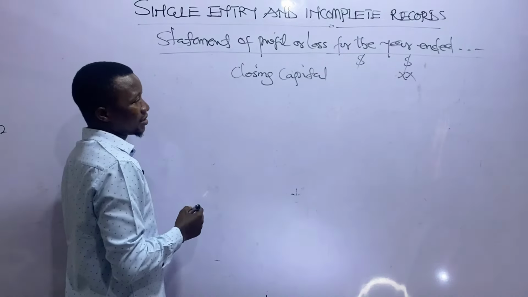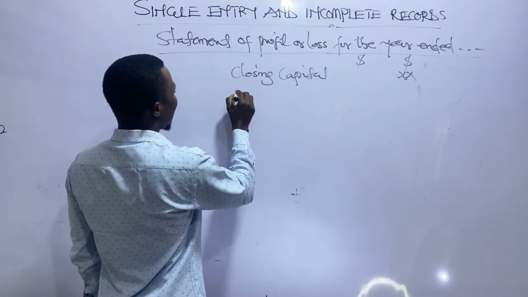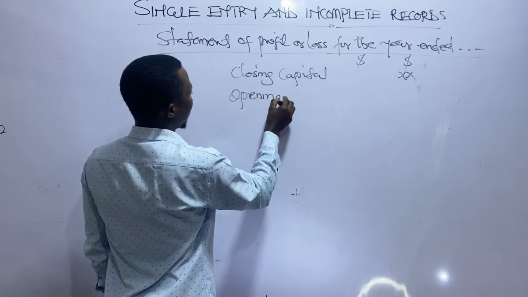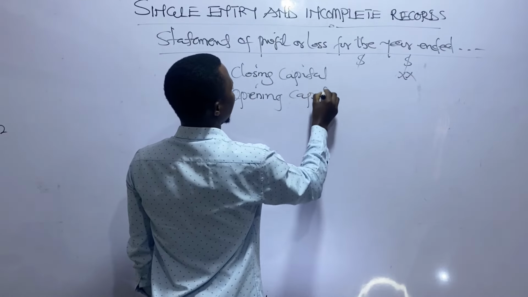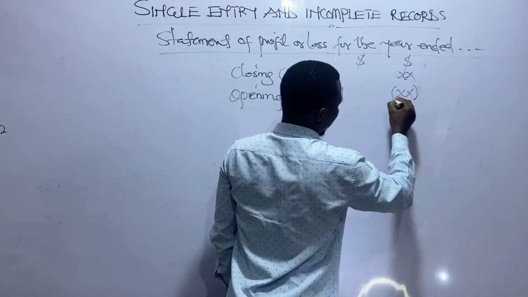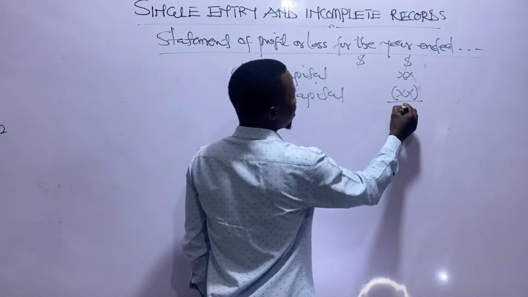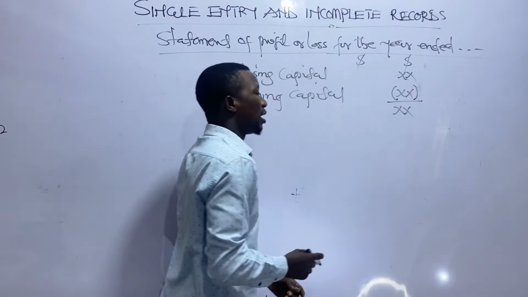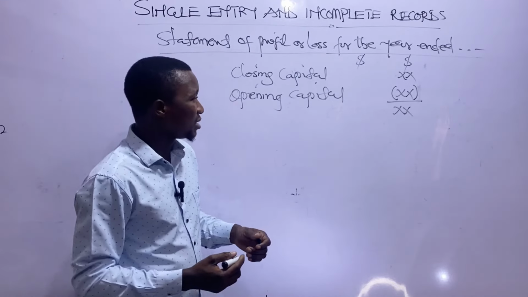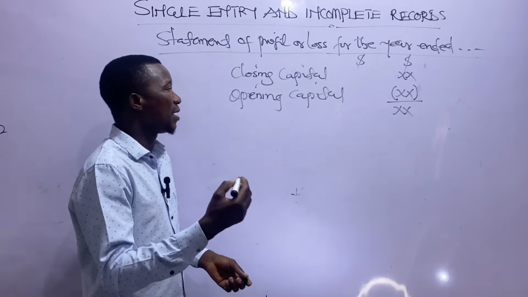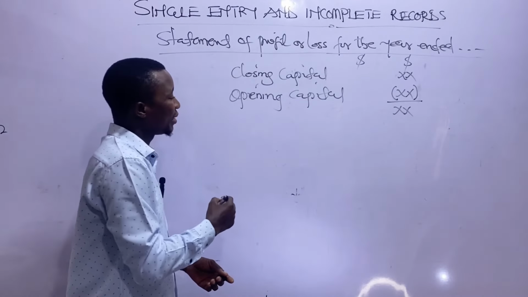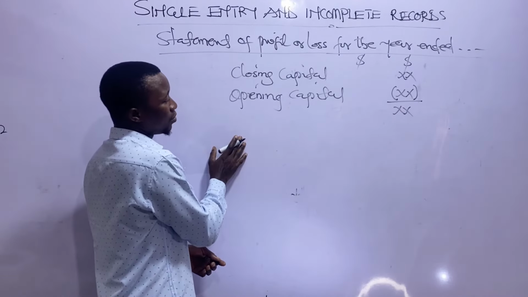Then you subtract the opening capital. So opening capital, we put it in bracket because we are subtracting. So when you subtract, you have this difference. If there are no additional capital and drawings, then this will become the net profit. But if there is an additional capital that has been introduced in the course of the period, then we have to subtract. I hope that is clear.